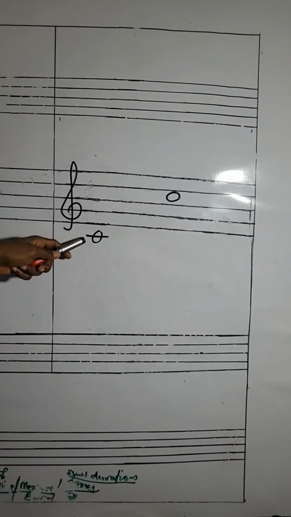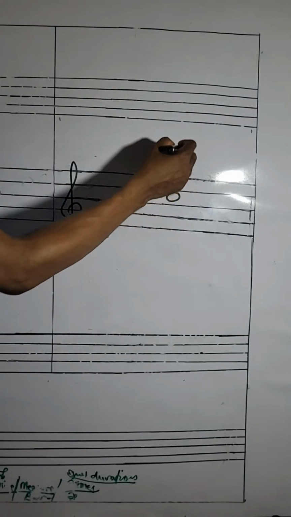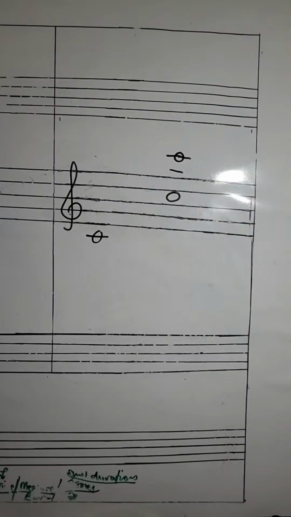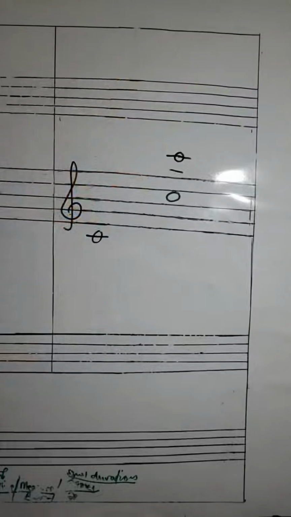So we've established that your C is on the first ledger line below the treble staff, or in the third space, or you can also find it on the second ledger line above the treble staff. These are places where you can find your C.